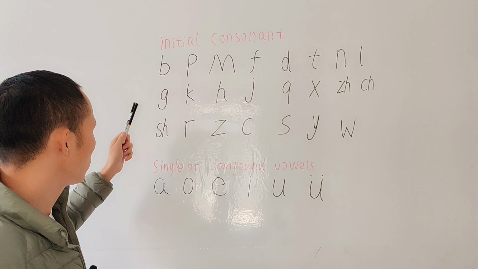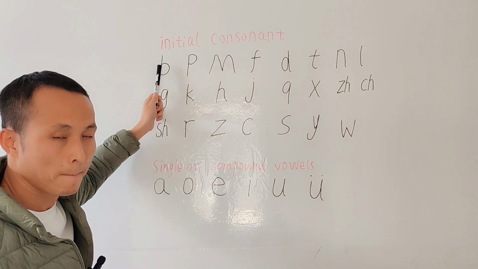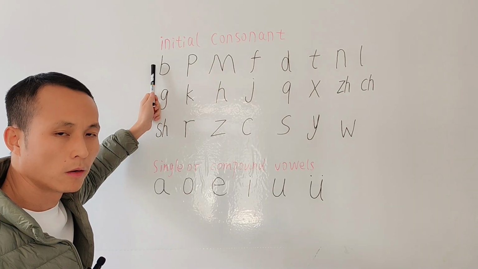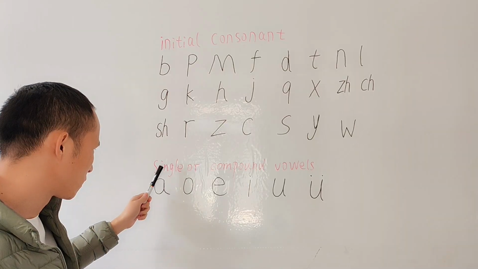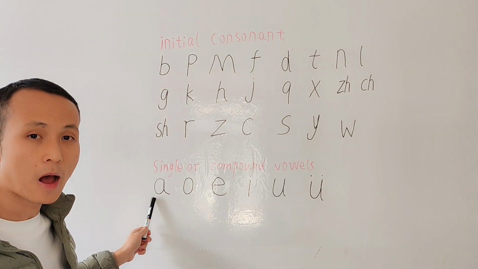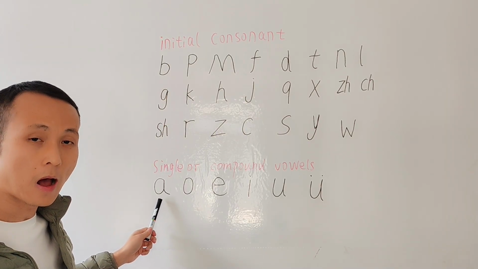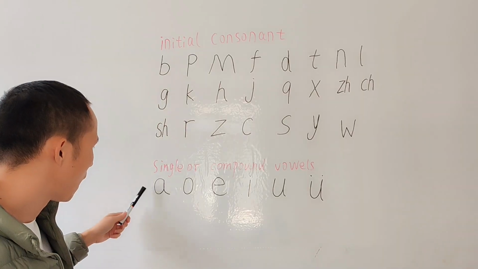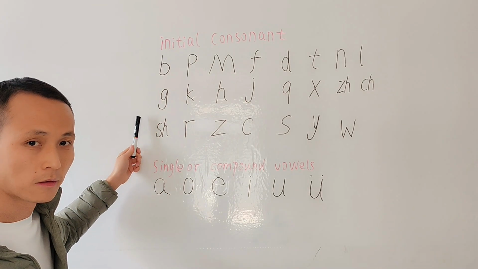Okay, so let's say it reads bo, bo, bo. If followed by this single vowel, it reads a. So if I do b, a, ba. Okay, that's a pinyin.